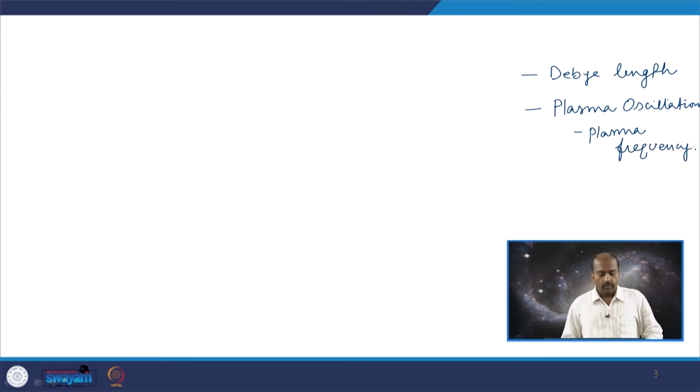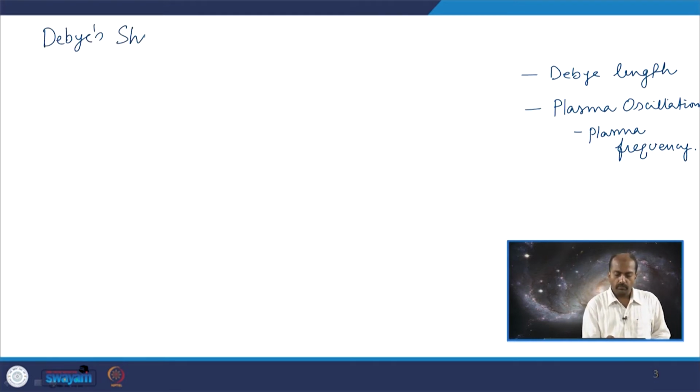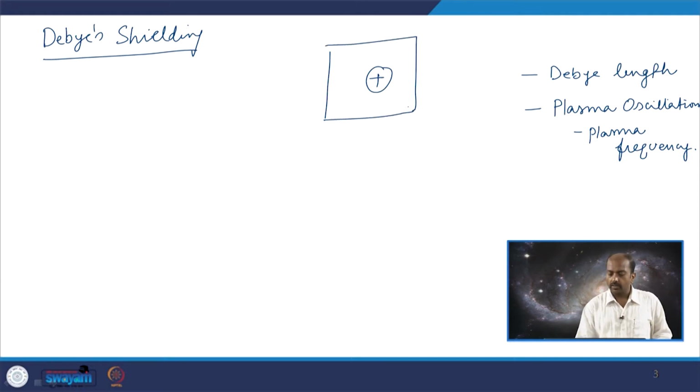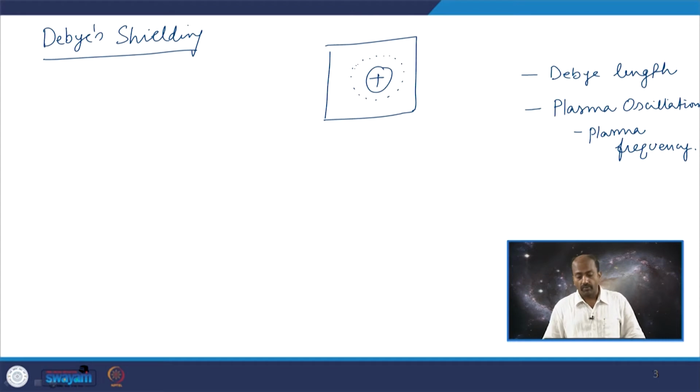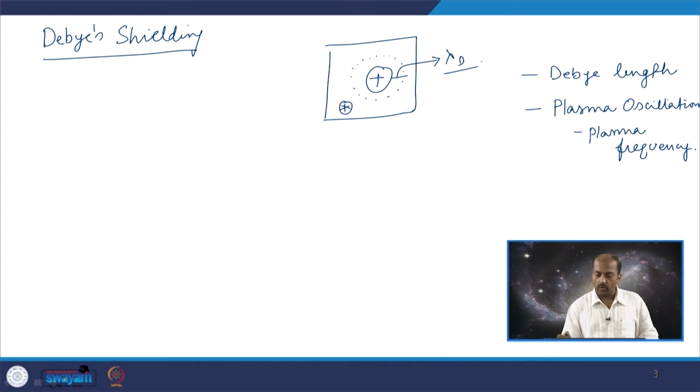So, when we are talking about Debye's shielding, we have seen that if you keep a positive test charge in a plasma, this positive test charge will be surrounded by a cloud of electrons, not just one electron, but a cloud of electrons, such that the effect of this positive test charge will not be felt at any point beyond this cloud. So, we defined this particular typical length scale as lambda D, which is also called Debye's length.